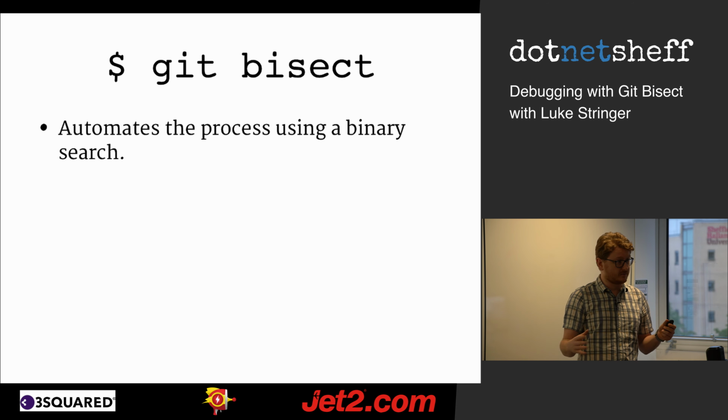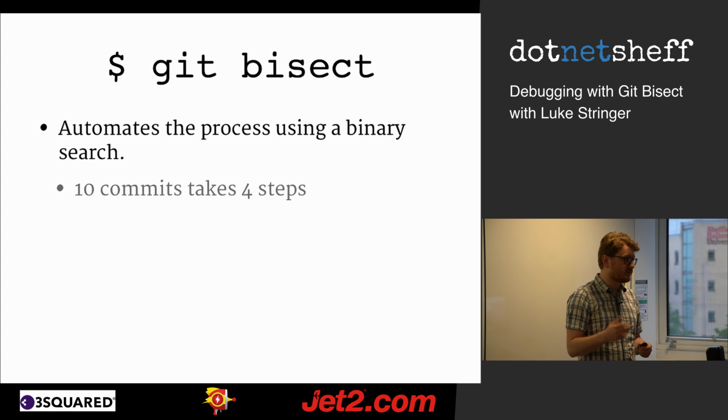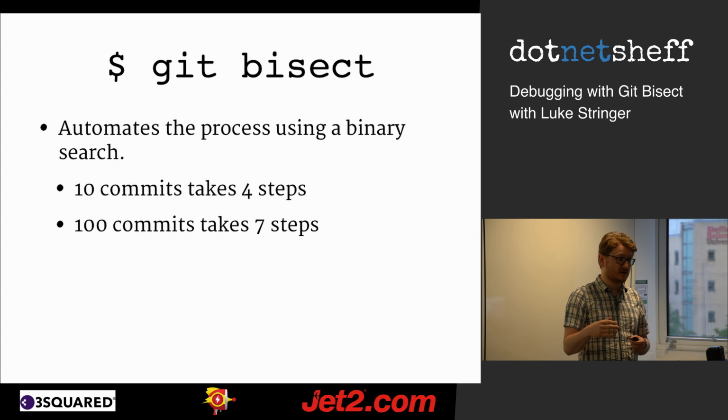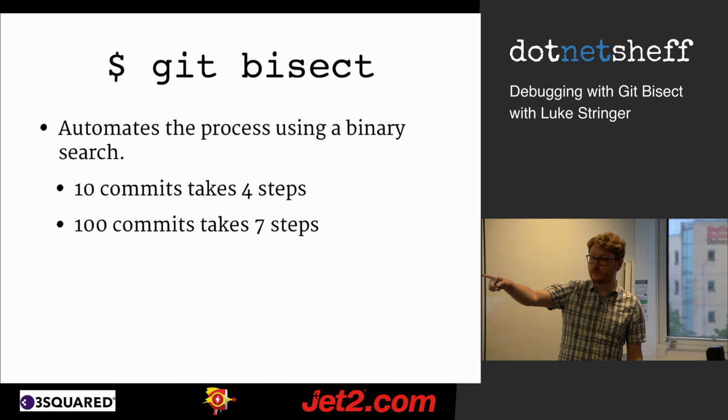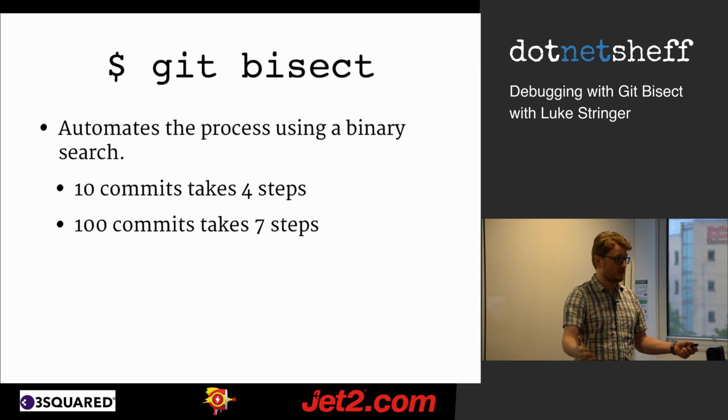And I'll show you an example of how the binary sort algorithm works in a minute. But because it's using this algorithm, it's very, very quick. So if you've got 10 commits, it will find the first bad commit in 4 steps. And it scales really nicely. So if you've got 100 commits, it takes 7 steps. Worst case scenario, if you were doing the 100 commits manually, it would take you 99 or 100 commits, whereas this only takes 7. So it's really, really nice.